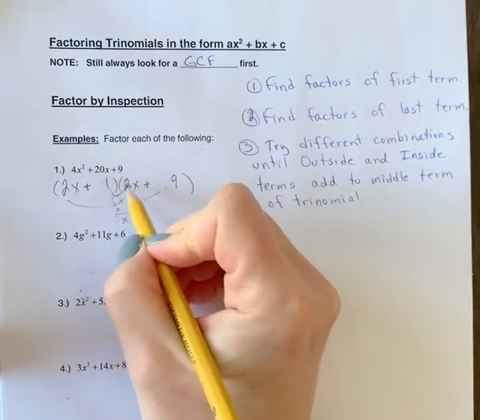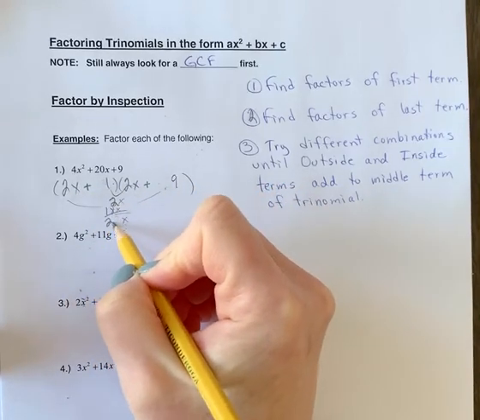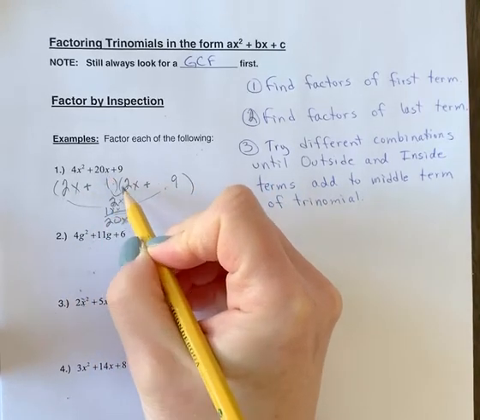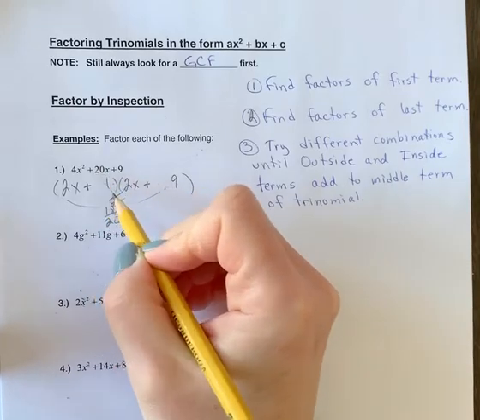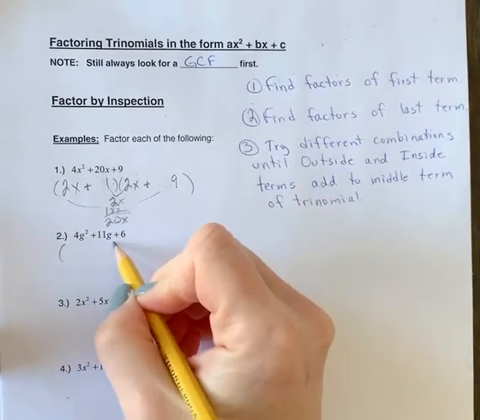So this gives me 1 times 2 is 2x. 2 times 9 is 18. Now I get lucky and I can see that 2 plus the 18 gives me the 20x. Let's try one more. Open up our brackets.